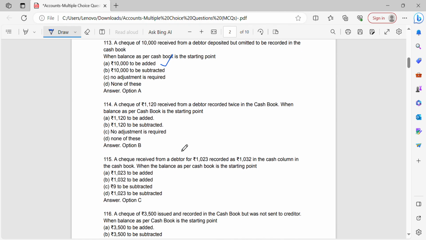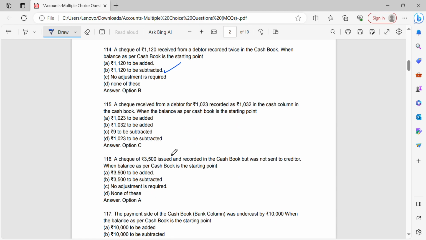A check of rupees 1,120 received from a debtor recorded twice in the cash book. When balance as per cash book is the starting point, the options are option A 1,120 to be added, B 1,120 to be subtracted, C no adjustment is required, option D is none of this. The answer of this question is option B, 1,120 to be subtracted.